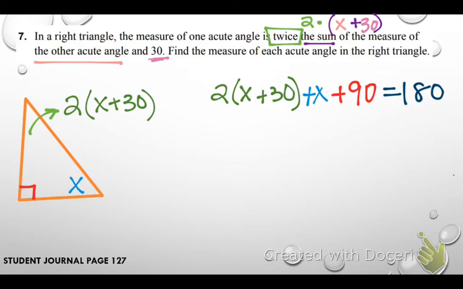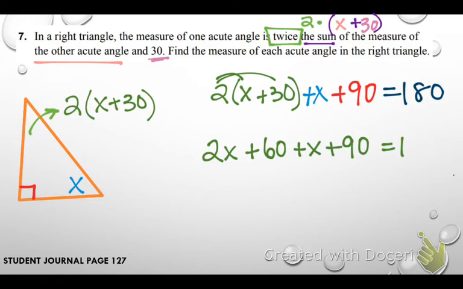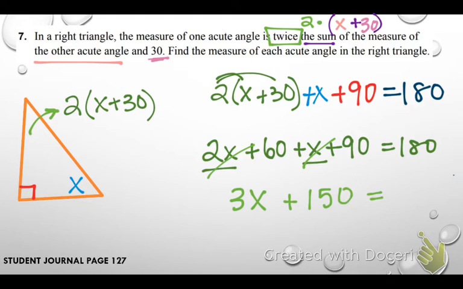Okay? What do we do from here to continue to solve? Distribute. 2 times x is? 2 times 30 is? 60. Plus x plus 90 equals 180. 2x and x make? 3x. 60 and 90 make? 150. All right, subtract that 150.